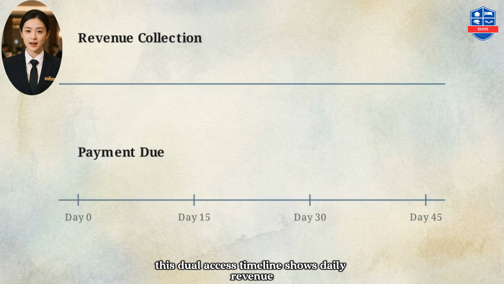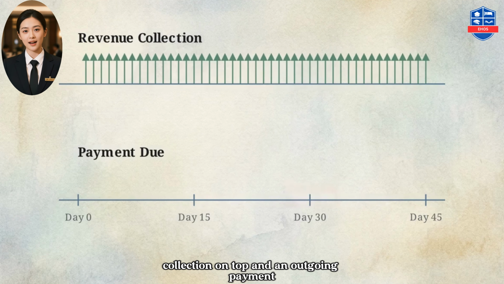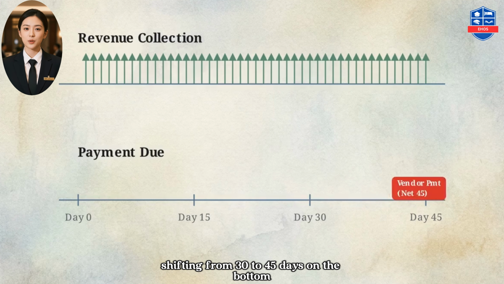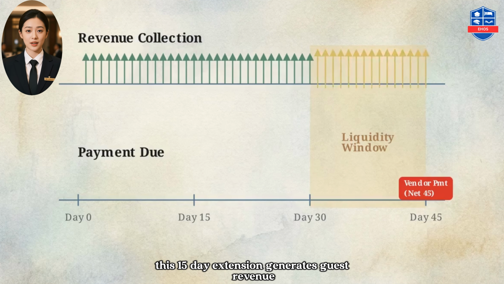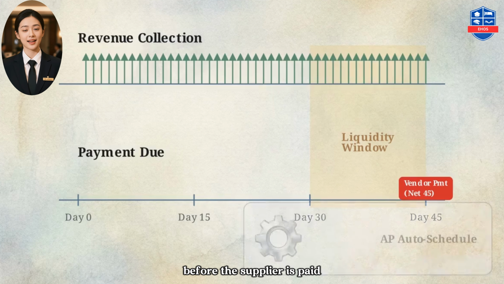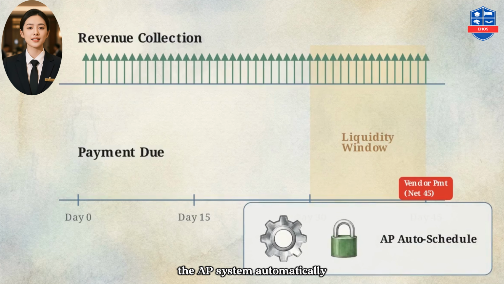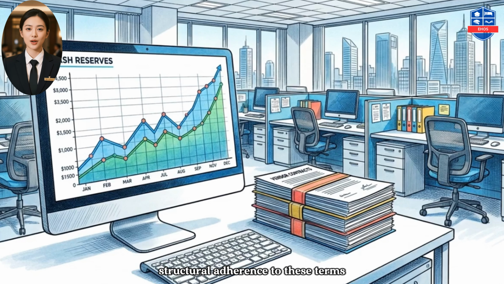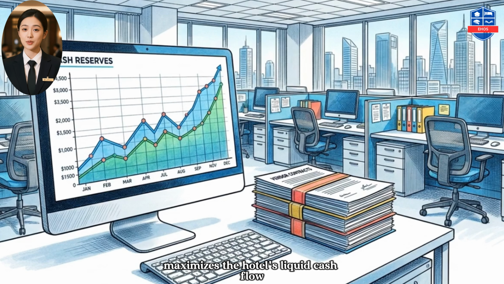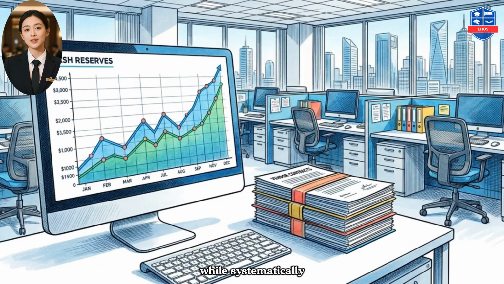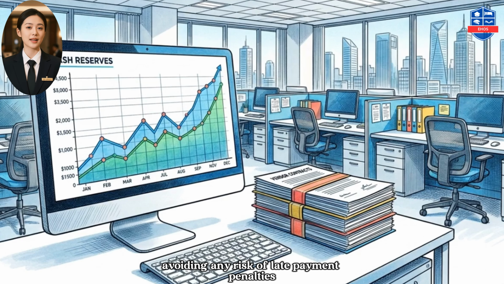This dual axis timeline shows daily revenue collection on top and an outgoing payment shifting from 30 to 45 days on the bottom. This 15-day extension generates guest revenue before the supplier is paid. The AP system automatically schedules this optimal fund release. Structural adherence to these terms maximizes the hotel's liquid cash flow while systematically avoiding any risk of late payment penalties.